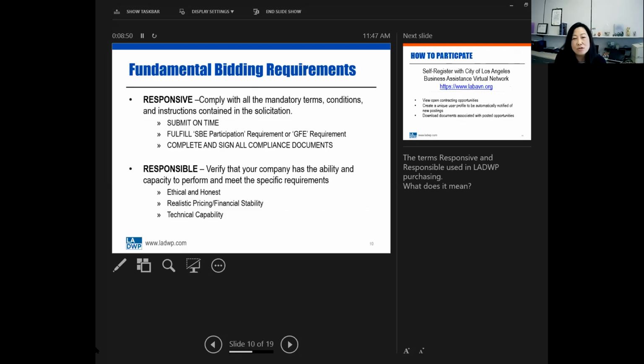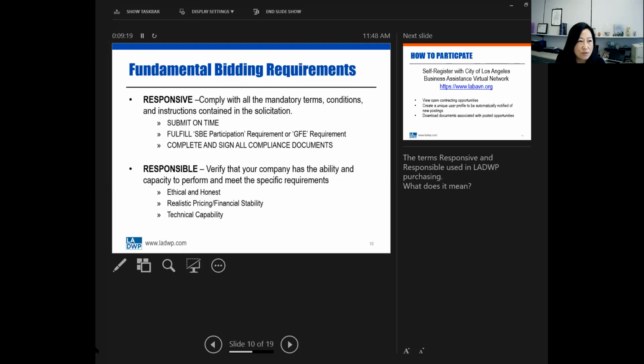So now that you know the two ways that we do most of the bidding, there's two things that you always have to comply with when you are bidding on any city or even any LADWP contract, or for the city of Los Angeles for that matter. For the most part, everything I tell you today will also apply to the city of Los Angeles, the Los Angeles World Airports, and the Port of Los Angeles. Your bid must always be responsive.